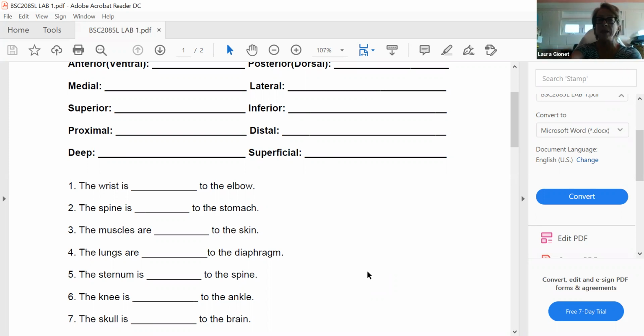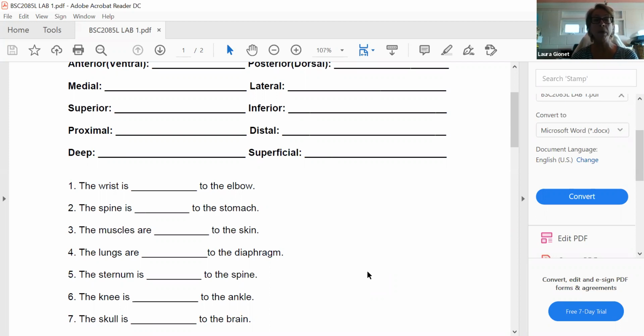So the wrist is distal to the elbow. And if I read it backwards and swap the term, then it should be a true statement as well. The elbow is proximal, closer to the point of attachment, than the wrist is. The wrist is farther away. Okay, so the wrist is distal to the elbow, but the elbow is proximal to the wrist if we read it backwards. All right, the spine is posterior to the stomach. The muscles are deep to the skin.